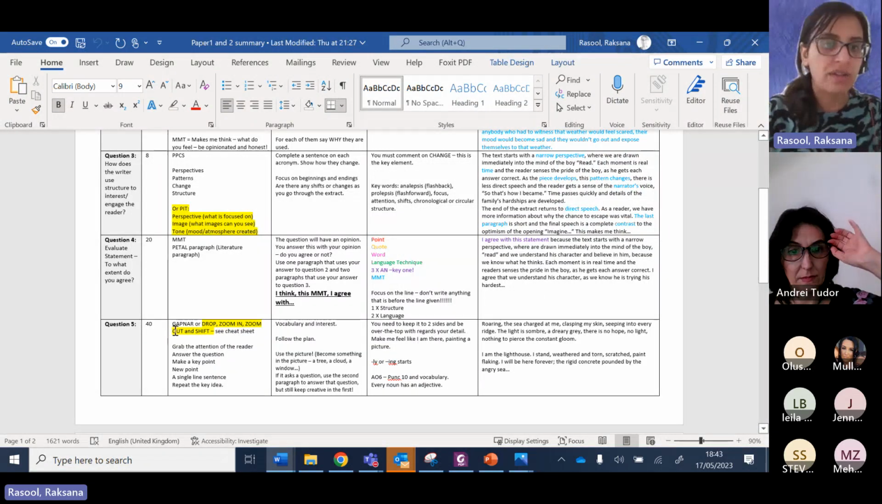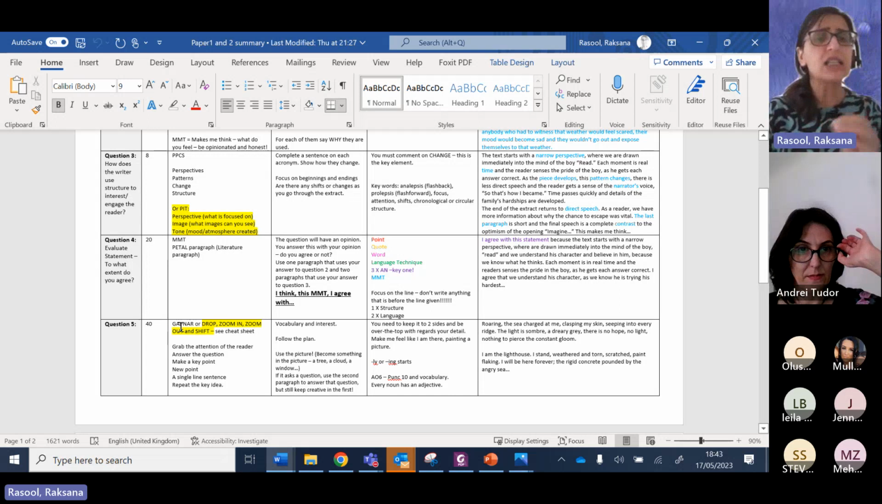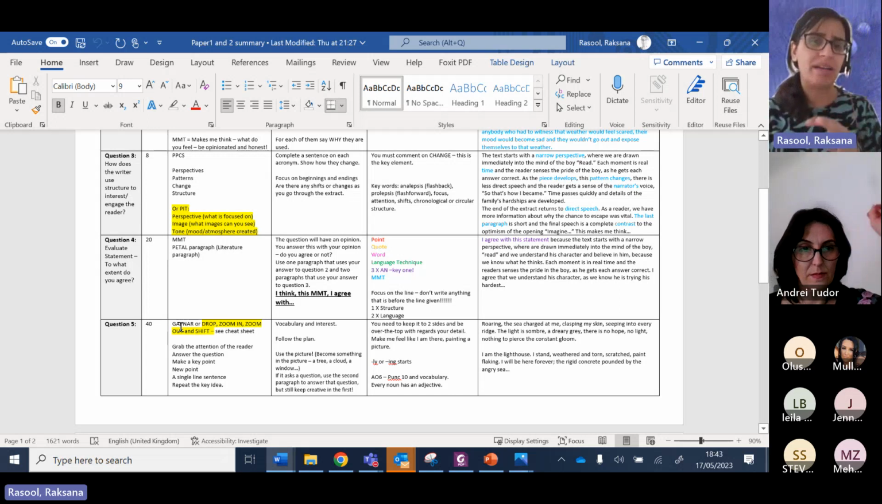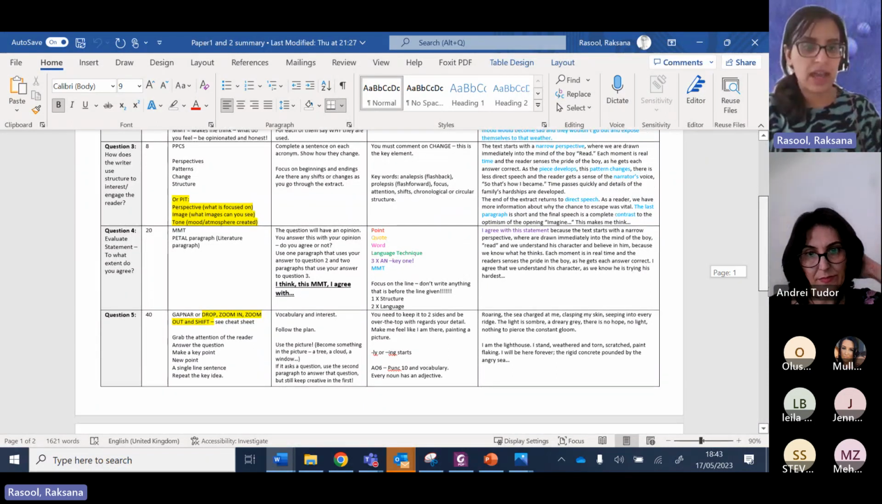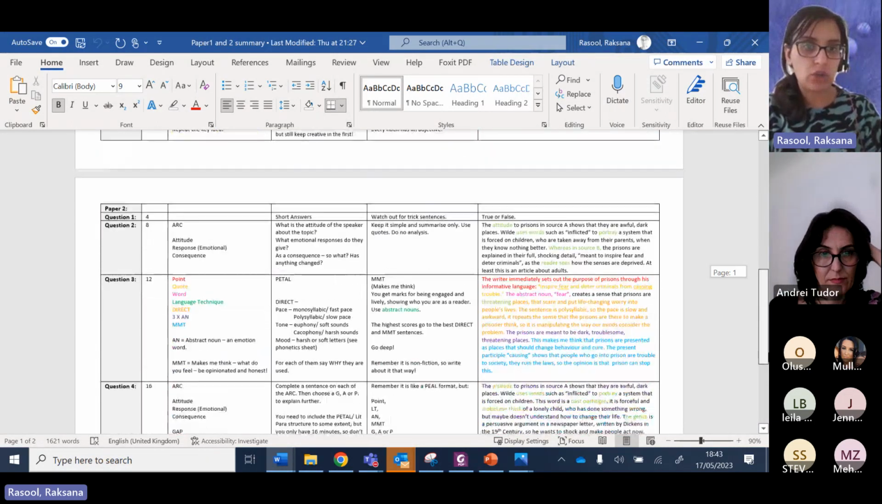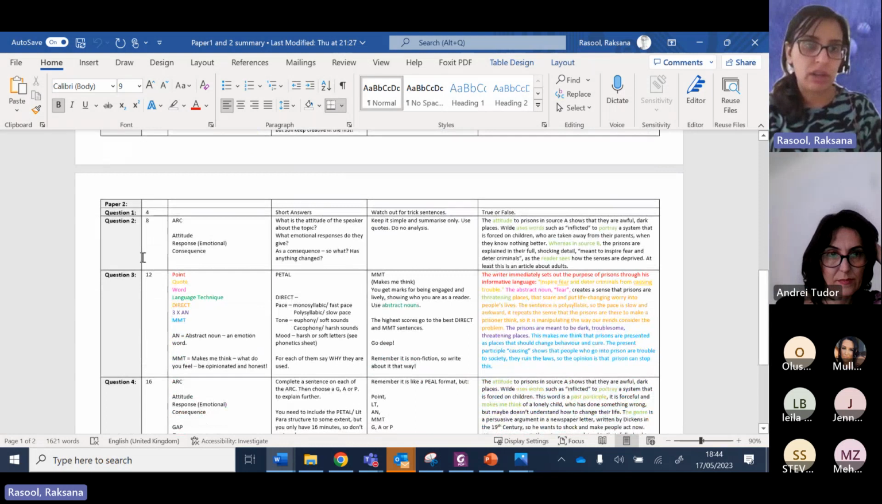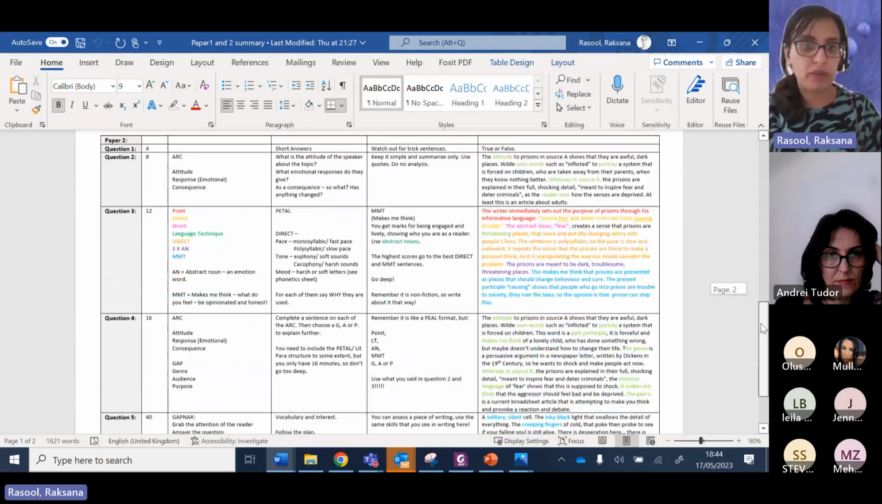And question 5, where it says gap now, but it's kind of what we're doing. You know, you zoom in, zoom out, shift. So you grab the attention of the reader in your first paragraph, you answer the question, you make a key point, you make a new point, a new single line sequence, and repeat the key idea again at the end. So that's there. And then the same for question 2, paper 2, sorry, and it's all there for you to read through.